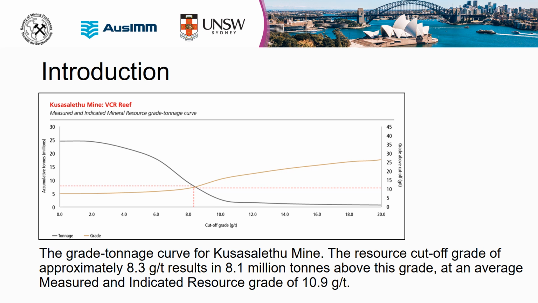This is the published grade tonnage curve for Kusasalethu gold mine. It shows the distribution of the Ventersdorp contact reef within various grade categories. If a resource cut-off grade of 8.3 grams per ton is applied to this grade tonnage curve, it can be observed that there will be 8.1 million tons above this cut-off grade, and the average grade of the blocks above the cut-off grade would be 10.9 grams per ton.